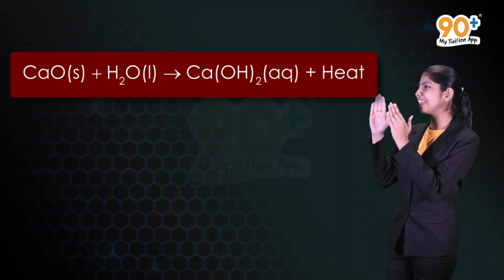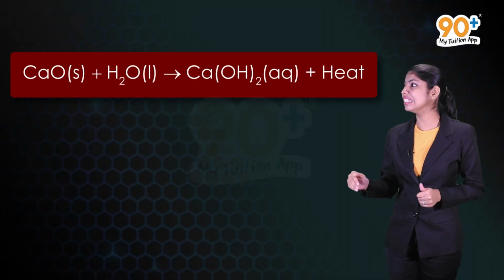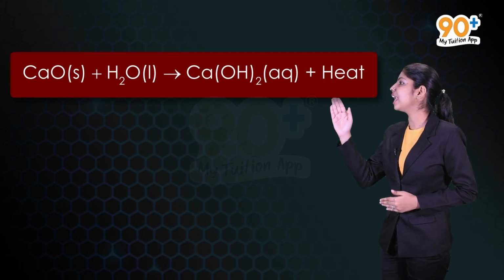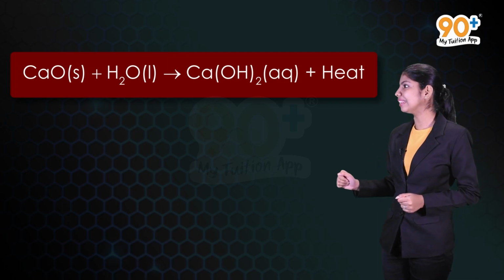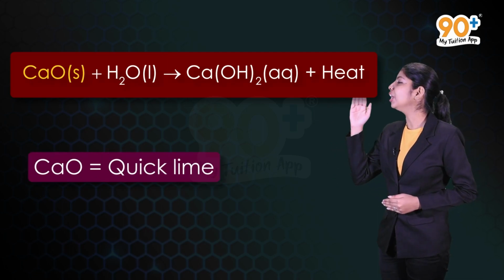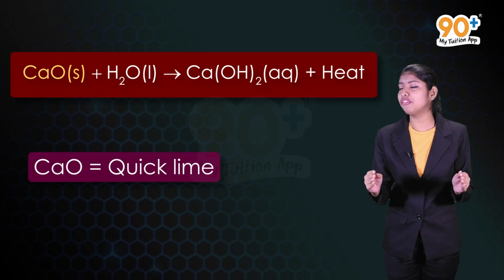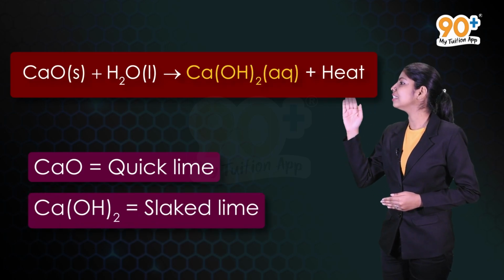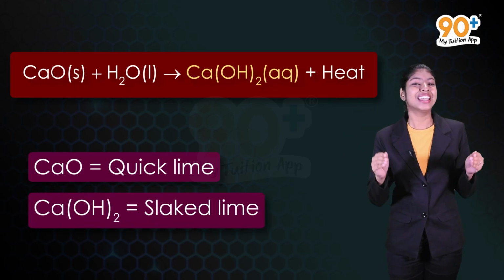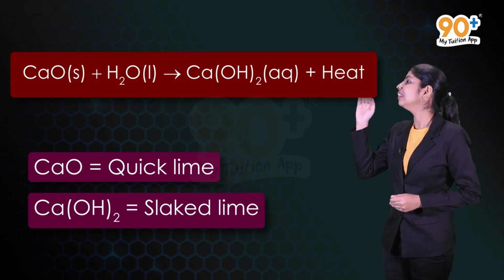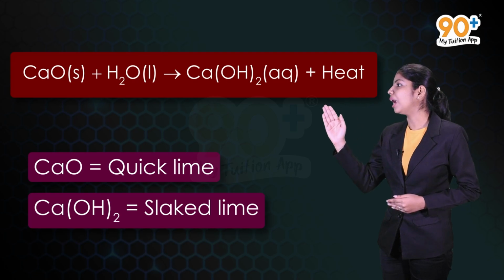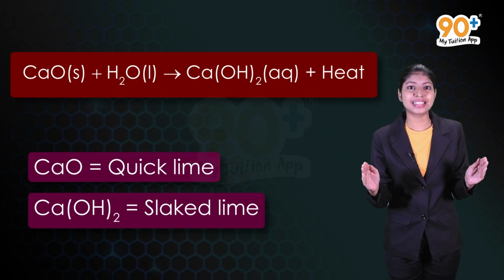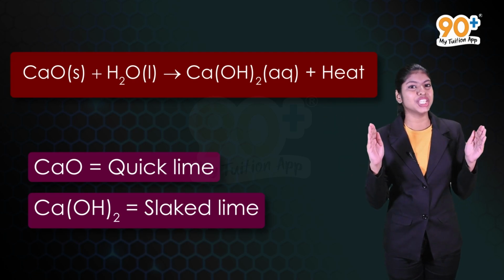Here is the chemical reaction. Here you can see CaO plus H2O gives Ca(OH)2. Here we can say that the CaO is called quicklime and the newly formed Ca(OH)2 is called the slaked lime. And here we can see that the calcium oxide and water react to form only one product, that is slaked lime or Ca(OH)2.